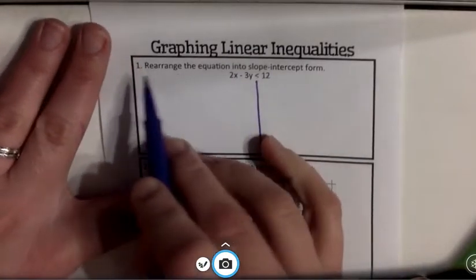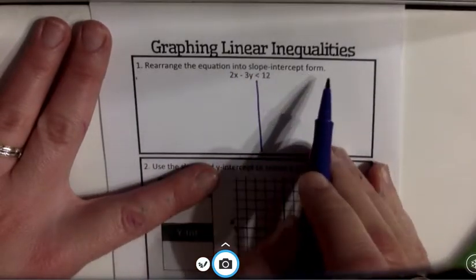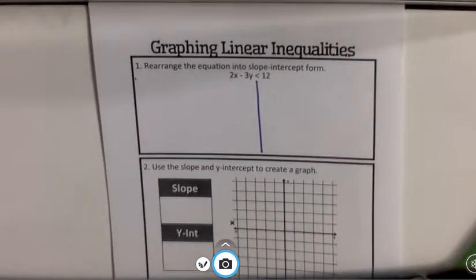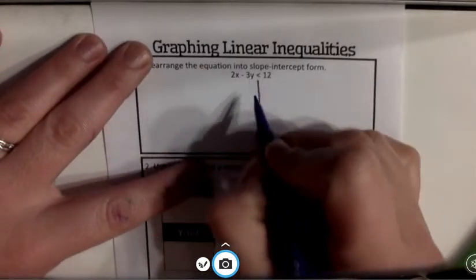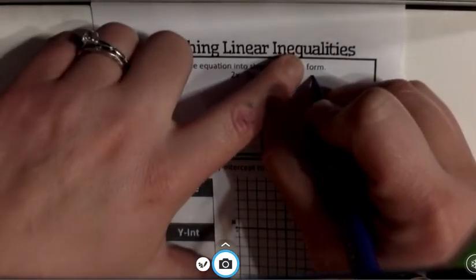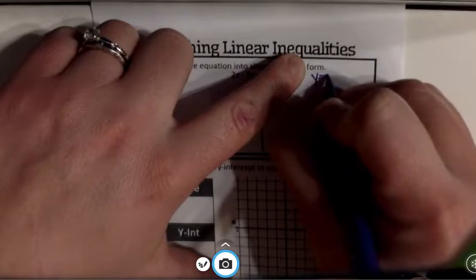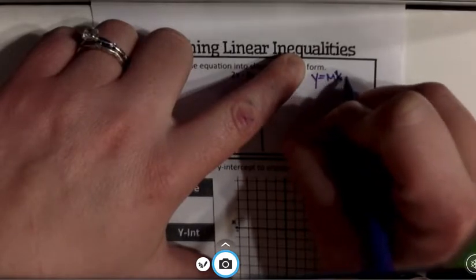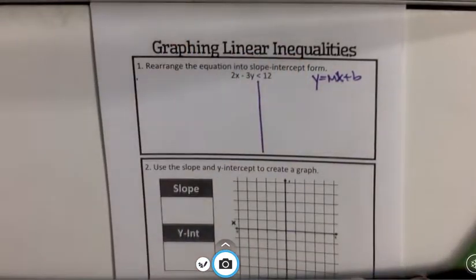So to start out with, we are going to rearrange the equation into slope-intercept form. I've said from the beginning that slope-intercept form has so many pros to it, it's ridiculous. Slope-intercept form is really helpful for graphing equations in particular, and considering we're graphing inequalities now, it's going to pay off in dividends. So we're going to start out by turning this into slope-intercept form, meaning our inequality is going to be in this format, y equals mx plus b.